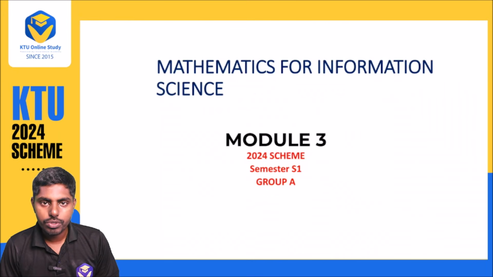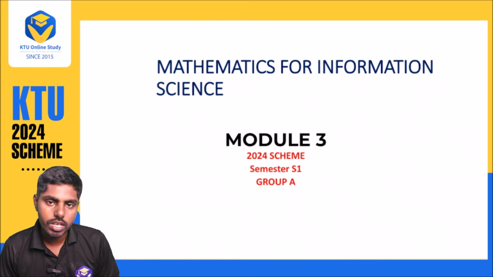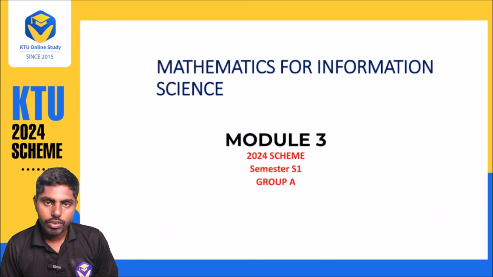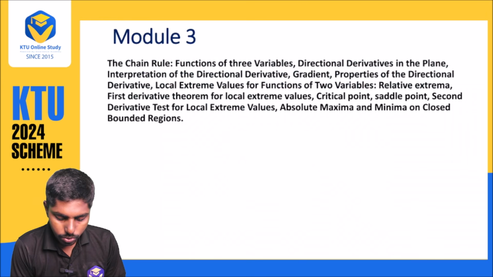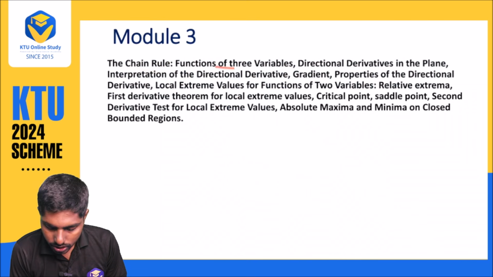So today we are going to see Module 3 of Group A Scheme 2024 Semester 1 syllabus. So let me go to the syllabus. So in the syllabus, what have they given? They have given the chain rule, functions of three variables.